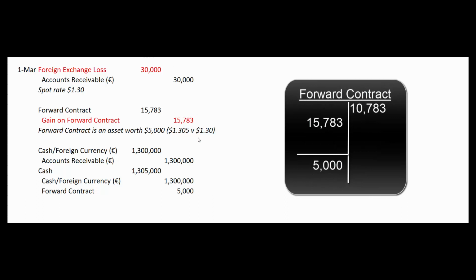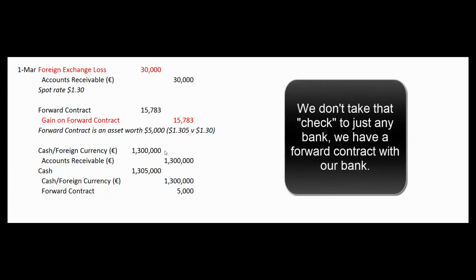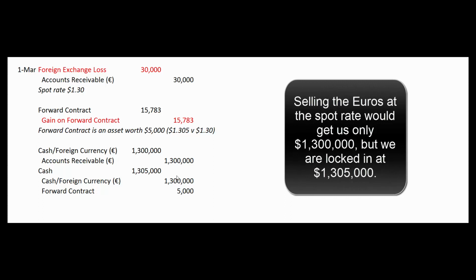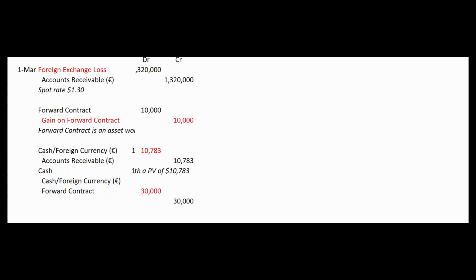Again, the income statement accounts are in red. We received the check. The check is in euros, but it's worth 1.3 million. We take that check and we take it off our books when we turn it into US dollars. The contract rate is 1.305. To make that journal entry balance, we take the forward contract off our books with a $5,000 credit. And so now we've turned that million euros into 1,305,000 US dollars.